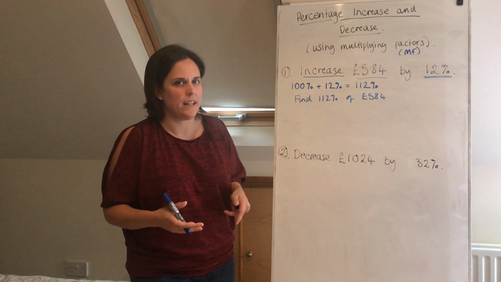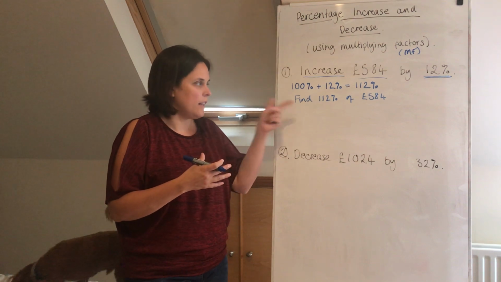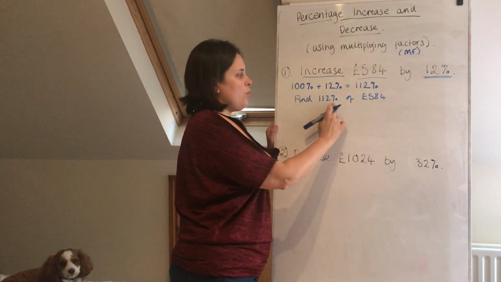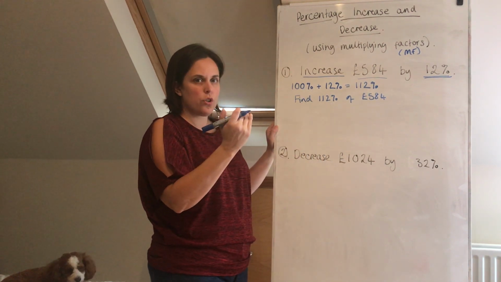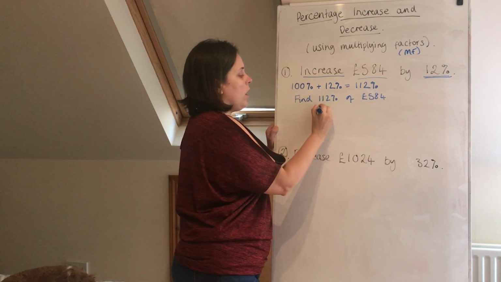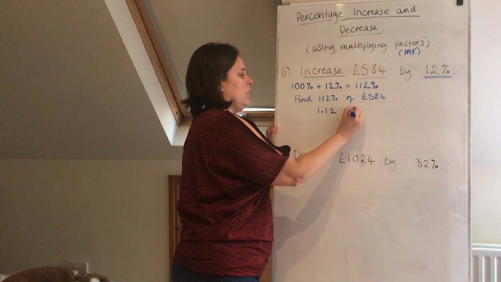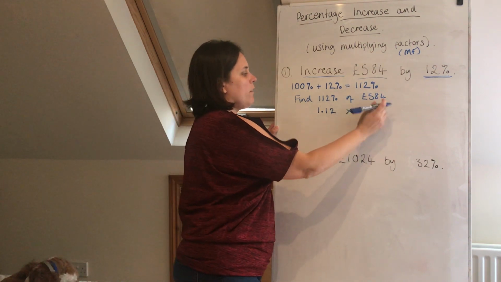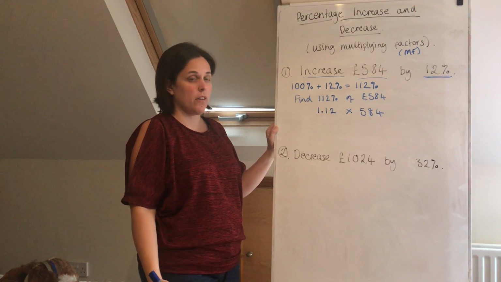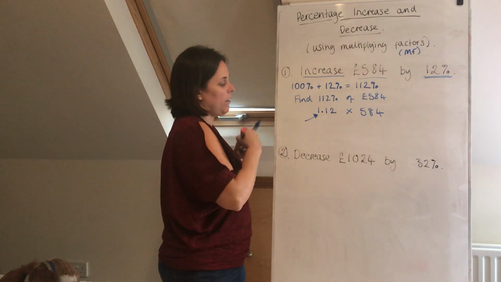Now 112%, well, we know percent means out of 100. That's no good in that form. We need to change it to a number, which is a decimal. So 112%, if it's out of 100, 112 over 100, or 112 divided by 100, if you like, is 1.12, of, we times, and then we have our amount, £584. And that is the calculation. Now this here is our multiplying factor.